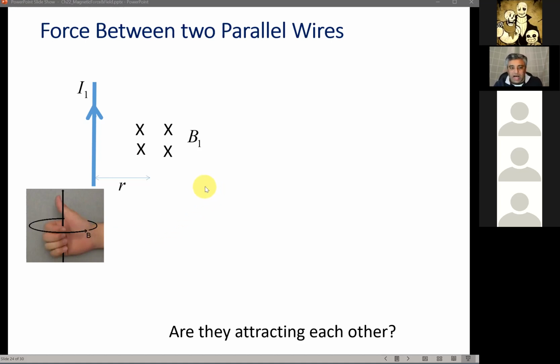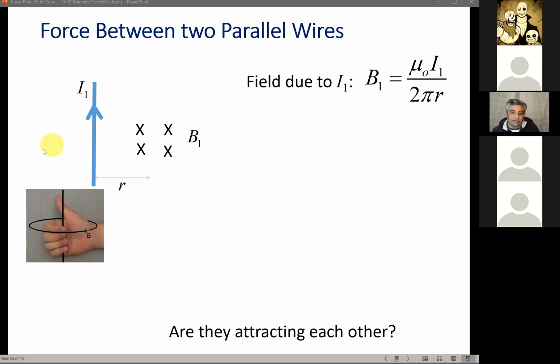So that's one wire. Now, let me put another wire. Oh, that's the magnetic field. We learned that, right? At distance r, the magnetic field due to current-carrying wire I1 is this. That's Ampere's law, we said.